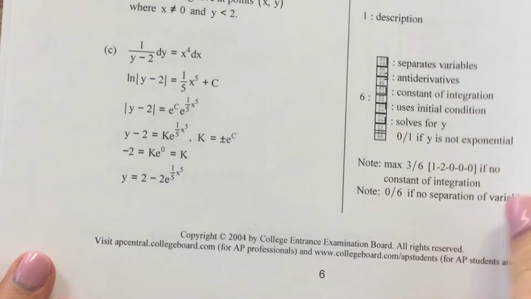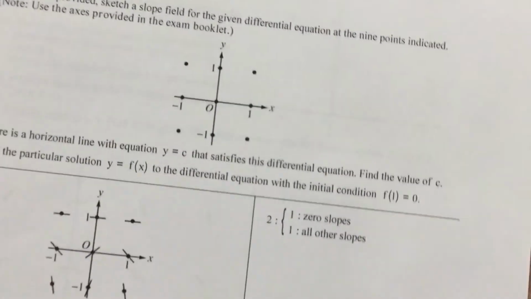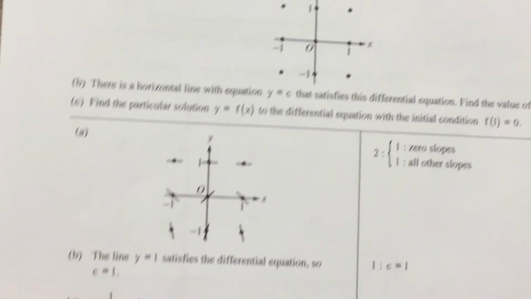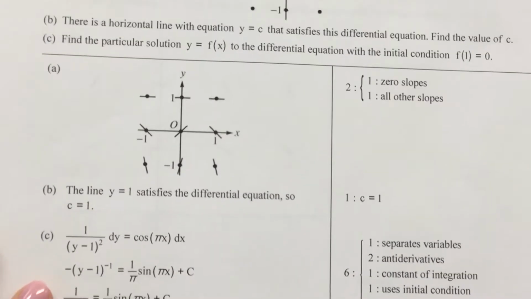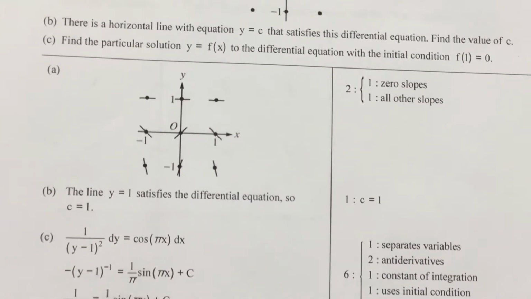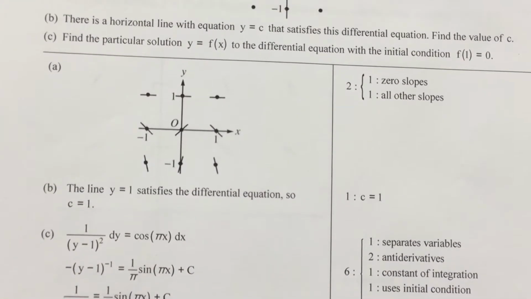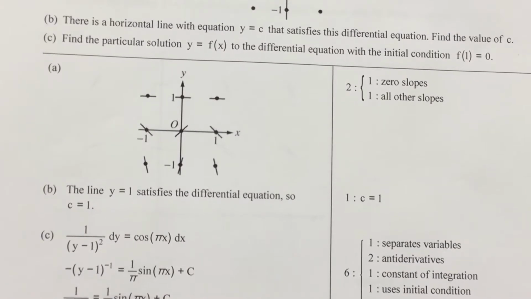Okay, and our last one was on the next page. We need a little bit of unit circle knowledge here to get our slope fields correct. So you can see the setup is the exact same. Part B is something weird, but A is always the same with 2 points. C is always the same with 6 points.